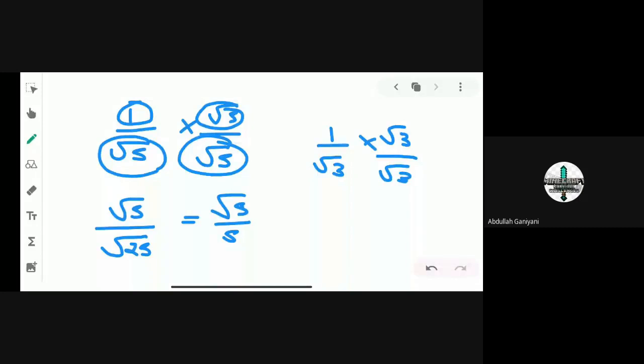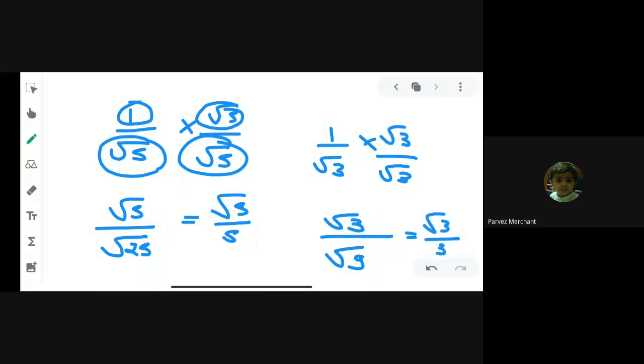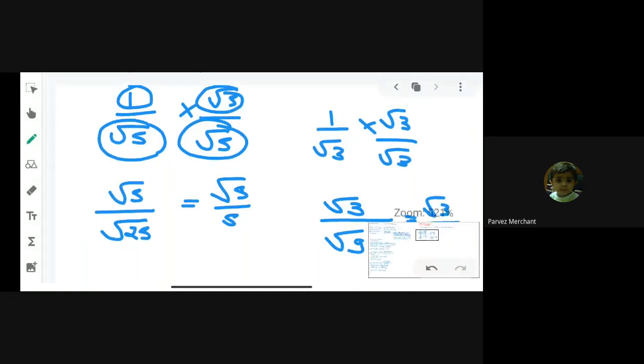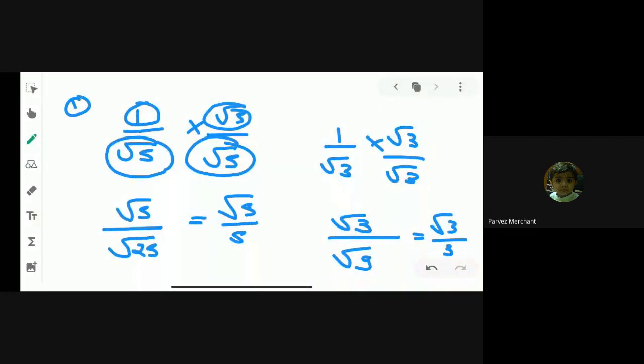You can see another example. Root 3 ones are root 3, and in the denominator root 3 into root 3 is root 9, and root 9 means 3. So root 3 upon 3, and 3 is a rational number, it is not irrational. Clear all of you? This is for an independent term. If we have only one term in the denominator, remember this thing.